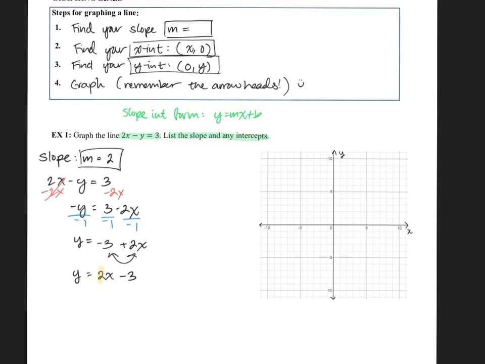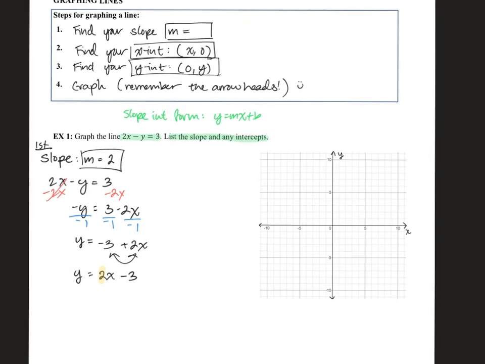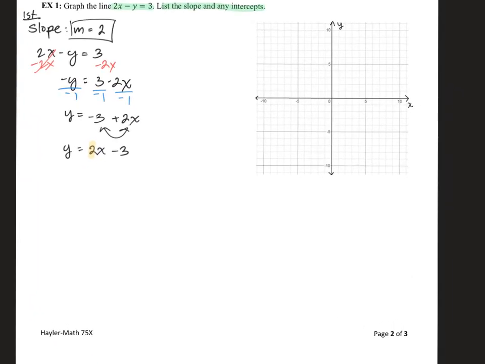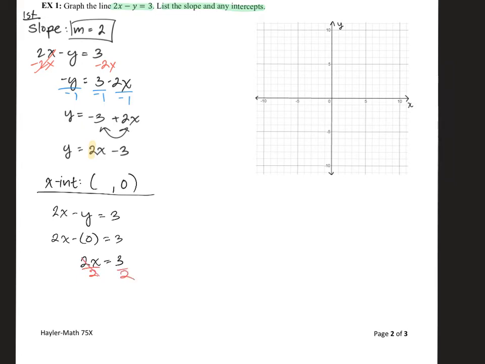Third step. Let's go ahead and find the x-intercept. Okay, so setting it up for my x-intercept. To my equation, 2x minus y equals 3, we're going to go ahead and substitute 0 in for y. And I'm dividing both sides by 2. We get x equals 3 over 2, which is also 1.5. But we can leave it as that for now.